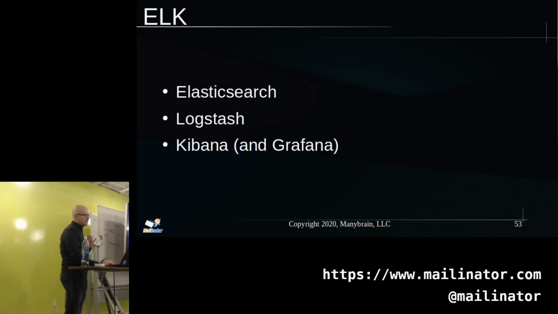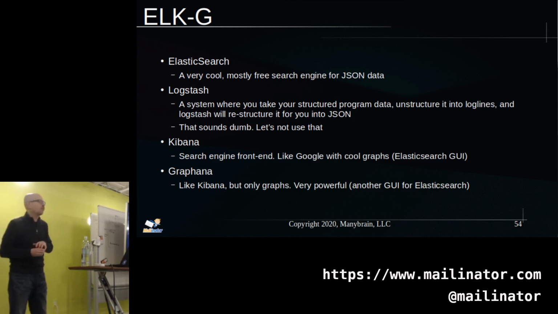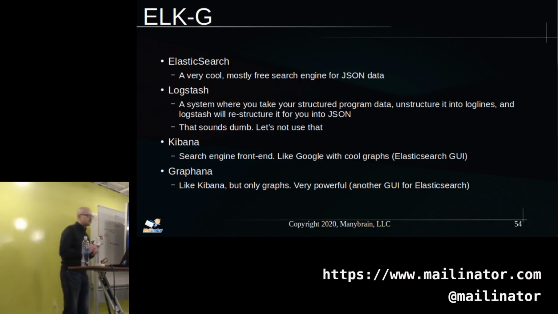So, what are these things? Elasticsearch is a very cool, mostly free search engine for JSON data. Written in Java, a wonderful, wonderful system. You need a pretty beefy machine to run it, but it's super robust and super awesome.